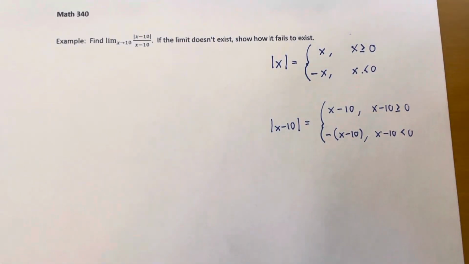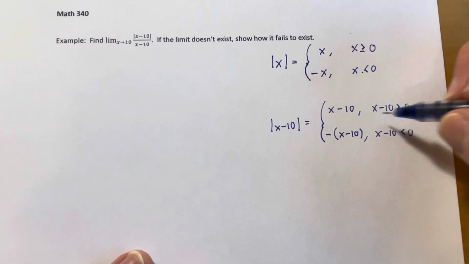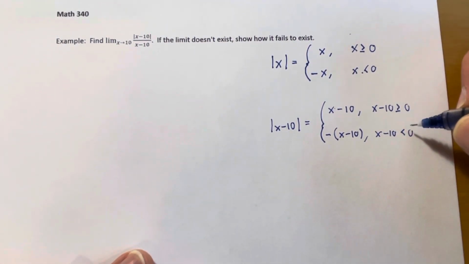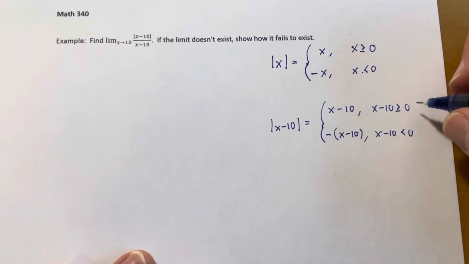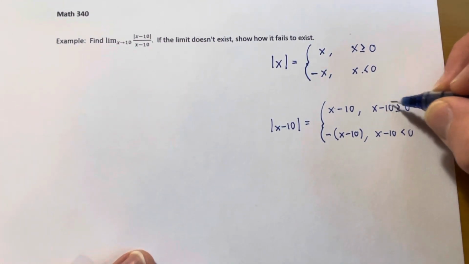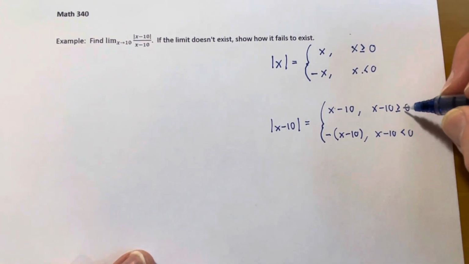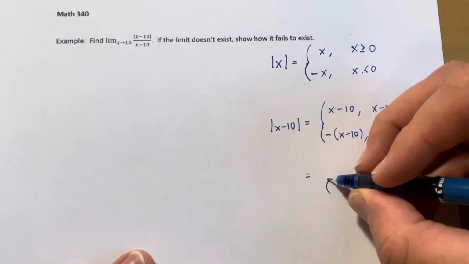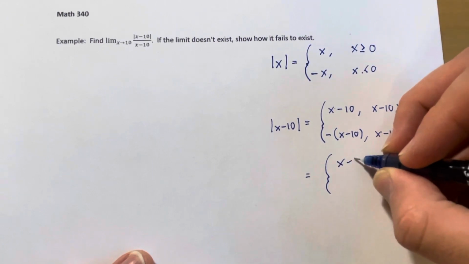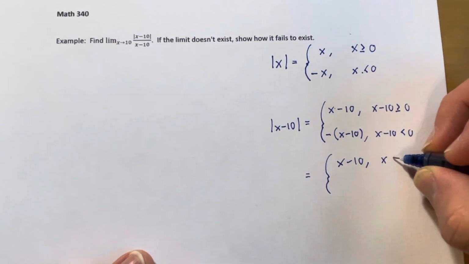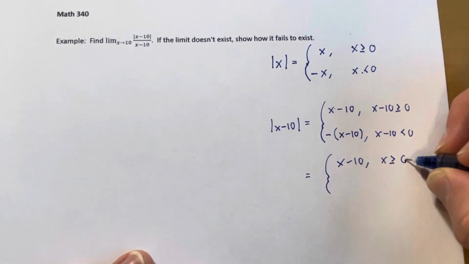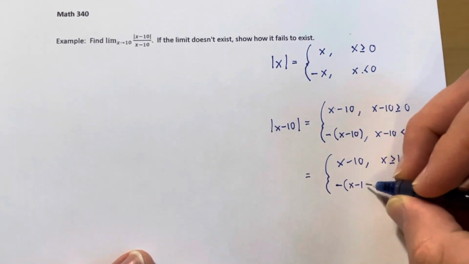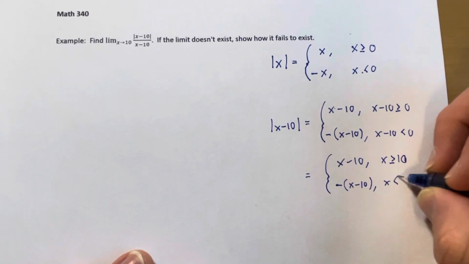Now, in this case, I'm going to leave these expressions written as they are, but I'm not going to leave these inequalities the way that they are, because in a piecewise function, it's really more beneficial to only have an x here. So on both of these inequalities, I'm going to add that 10 over. That means I can think of this way. X minus 10 if x is greater than or equal to 10. Negative quantity x minus 10 if x is less than 10.